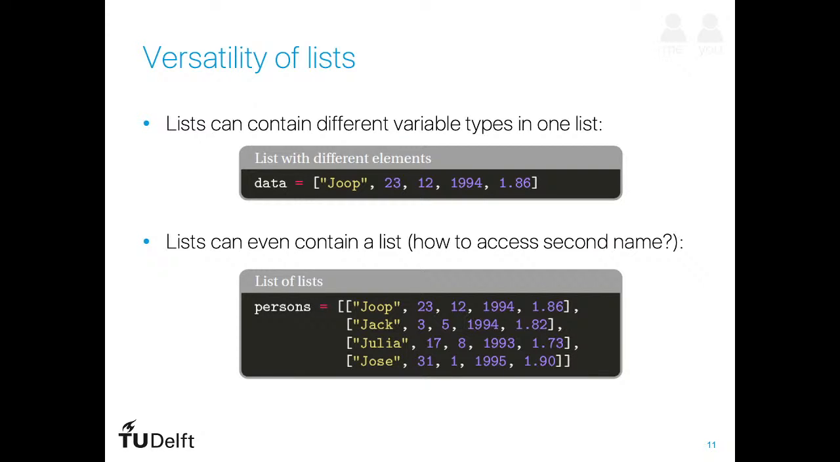If you look at the second example here, you can even add lists to a list. So if you look at this list, persons, then it is a list that contains 4 individual lists. And they in turn contain other values, so names with a couple of numbers. So can someone tell me how you would access the second name? So the name that's in the second list within the main list.